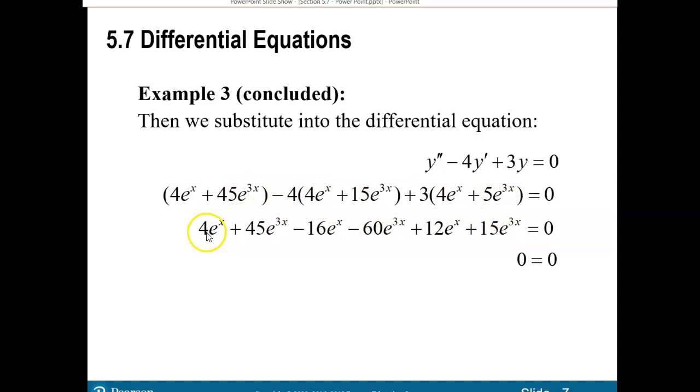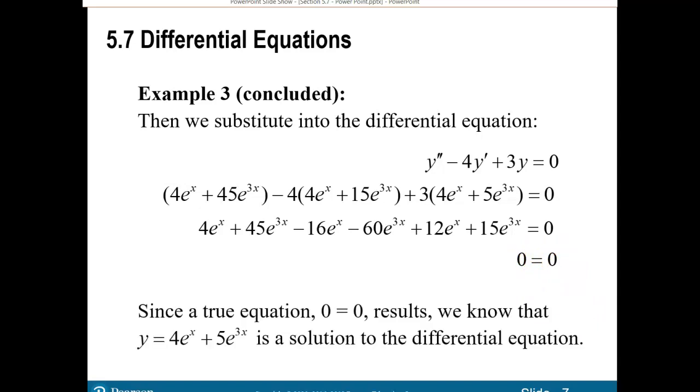And then notice if you combine like terms, 4e to the x minus 16e to the x, that's negative 12e to the x, plus 12e to the x, that's a 0. 45e to the 3x minus 60e to the 3x, that's negative 15e to the 3x, but then plus 15e to the 3x is also 0. So all these, if you combine like terms, cancel, and you get 0, and that was supposed to equal 0, which means that we verified. Since a true equation results, we know that would be a solution.